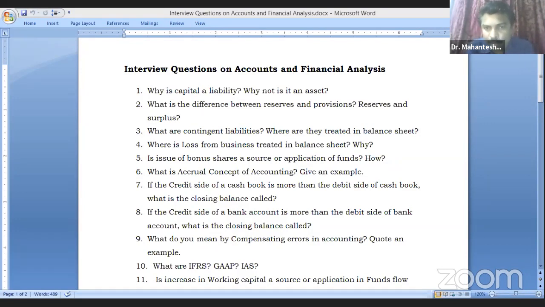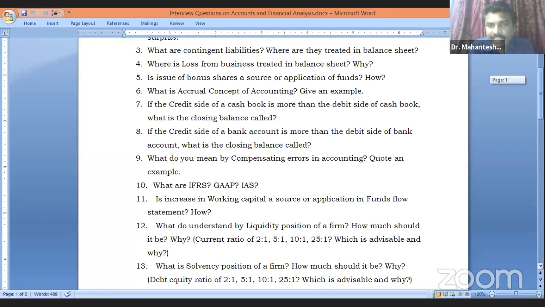What do you mean by compensating errors in accounting? A one-sided error gets compensated by another one-sided error, and the trial balance will not be able to find out such a mistake. That is a compensating error. What are IFRS? IFRS is International Financial Reporting Standards. GAAP is Generally Accepted Accounting Principles. IAS means International Accounting Standards. All these pertain to international standards or accounting standards per se. Accounting standards are Indian accounting standards or international accounting standards.